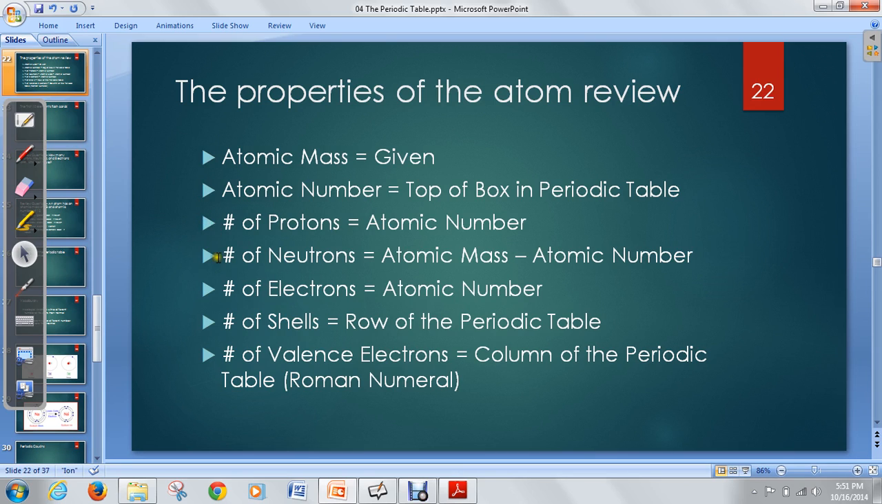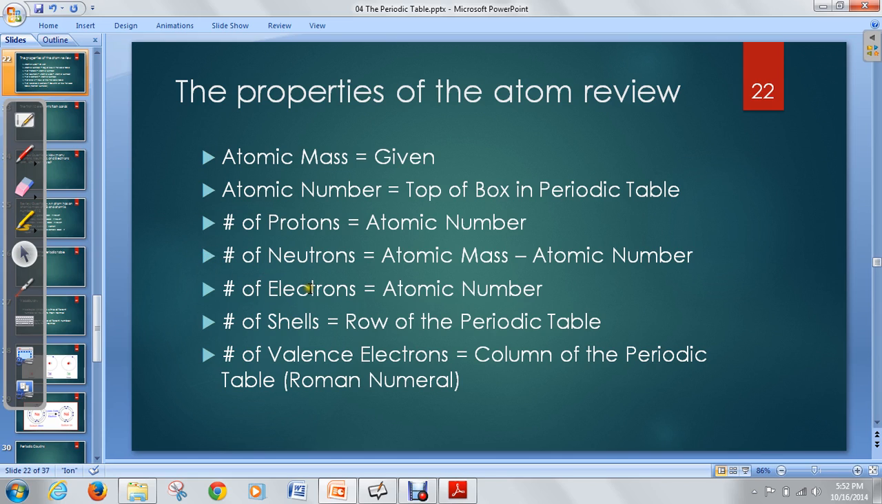Then the number of neutrons. This is the one that throws off a lot of students because you may have learned in an earlier science class that the number of neutrons is the same as the number of protons. That's not always the case. The most accurate way to find the number of neutrons is to take the atomic mass and subtract the atomic number. So if I had an atomic mass of 22 and an atomic number of 10, then my number of neutrons is going to be 12. That's just an example.